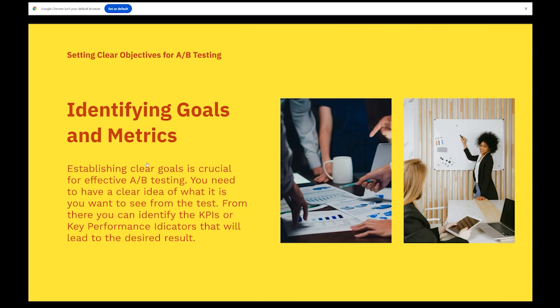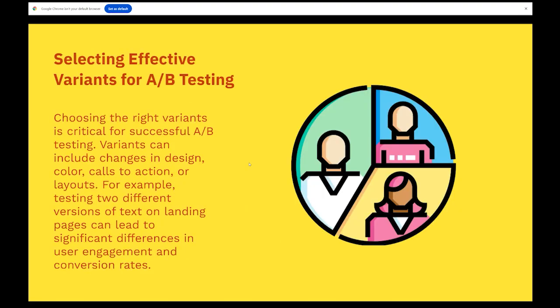From there, you can identify the KPIs or the key performance indicators that will lead to the desired result, right? A KPI is number of clicks or number of people landing on our homepage, or how many people go to the blog part of our homepage, or different things, right? There'll be all sorts of metrics. Those are all key performance indicators.